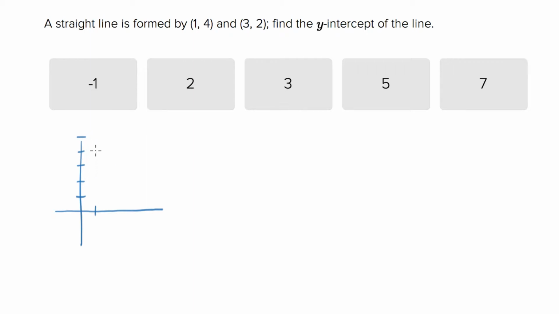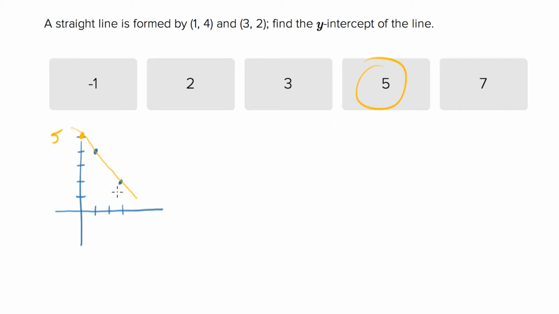I'm going to go to 1, 4 and 3, 2. So here are our 2 points, and what they're saying is there's a straight line which connects these 2 points. And they want to know what's the y-intercept of that line. Now that y-intercept I can already see is going to be 5. So this is going to be the answer. And I'm kind of just eyeballing it, and I can tell that that's the answer.